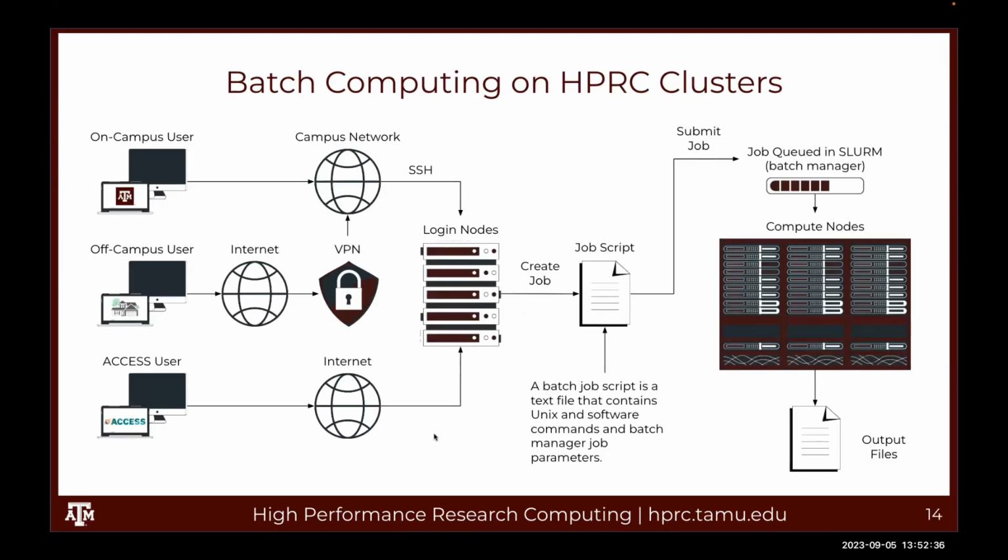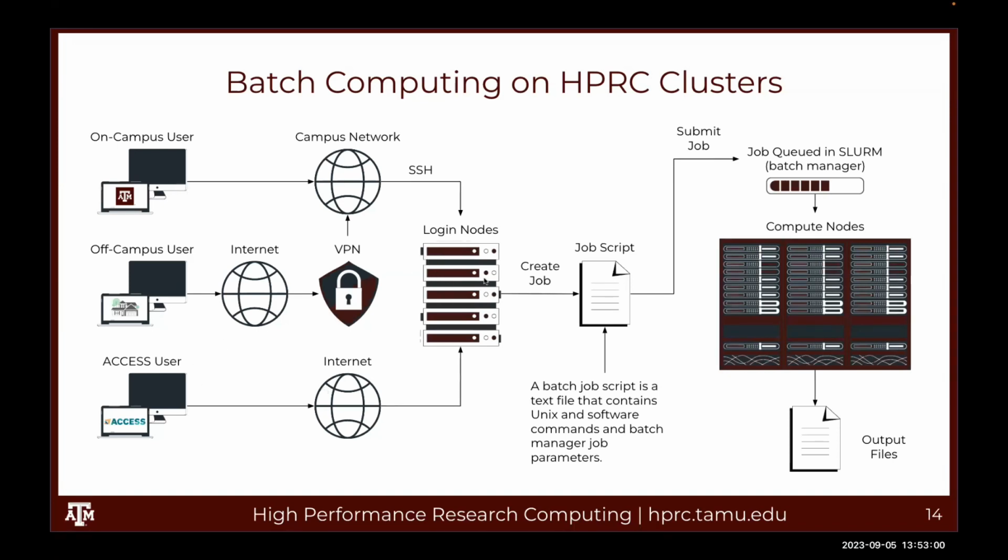So here's a little bit more information on how HPRC clusters work and how Slurm works. If you are on campus, you can connect directly to our network and log into FASTER. However, if you are off campus, you will need to connect to the A&M VPN before you can connect to our clusters. If you're an ACCESS user, you should be able to connect directly through the portal.